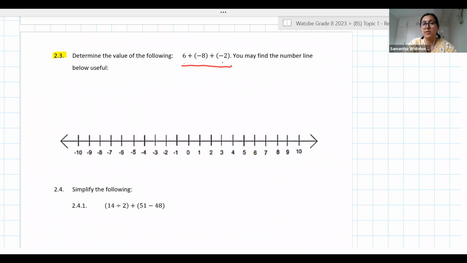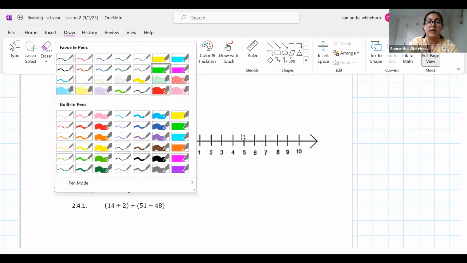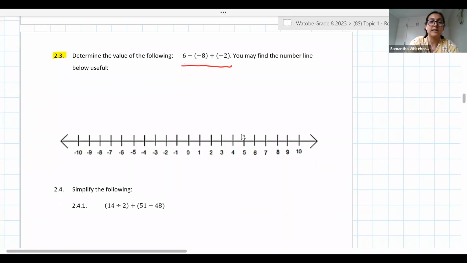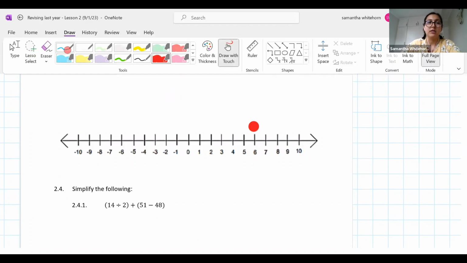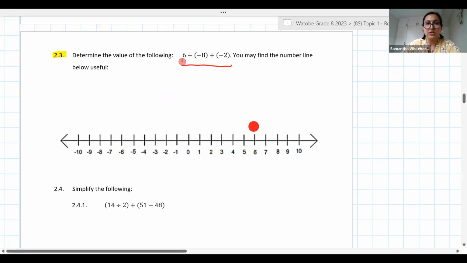So the expression that we have here is 6 plus -8 plus -2. There's a little bit going on here that we need to bear in mind, but let's start with what we've been given. The first value, our starting point in this whole situation, is 6. So we can go to our number line and start at positive 6. The first bit of this expression, or the sum that we need to do, is 6 plus -8.